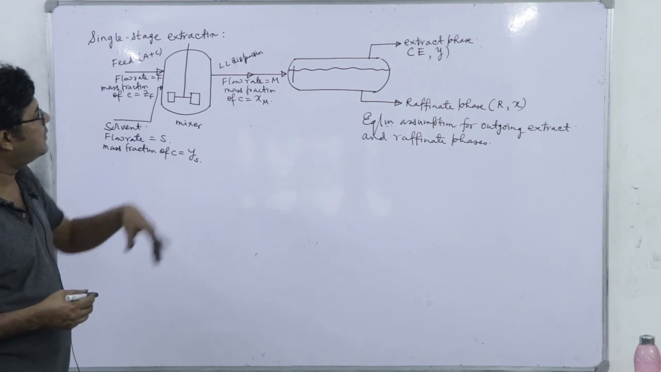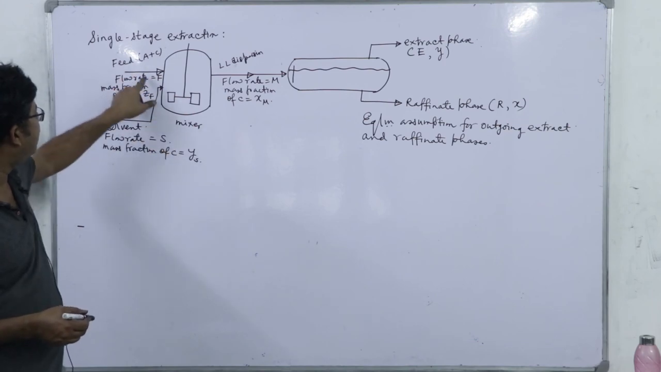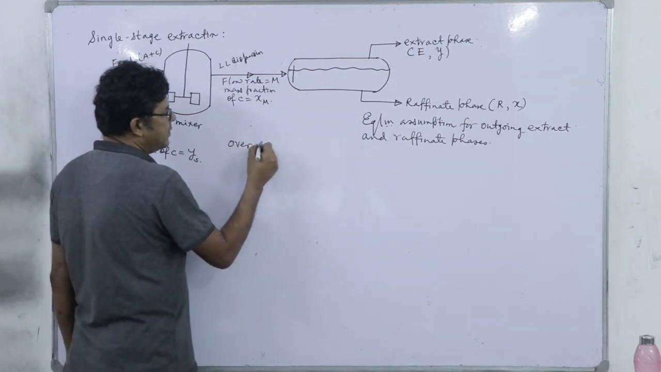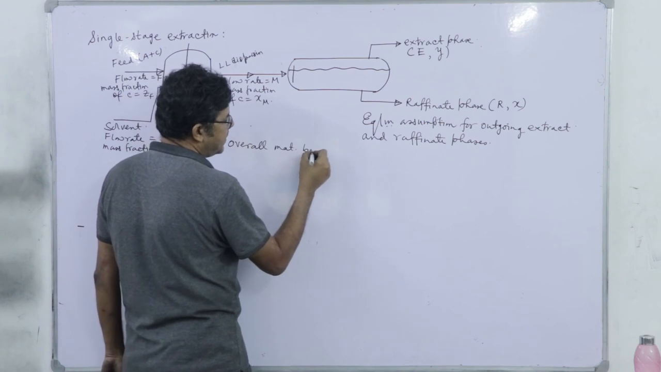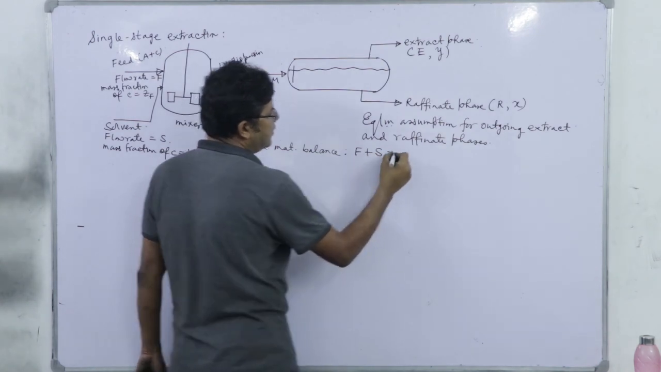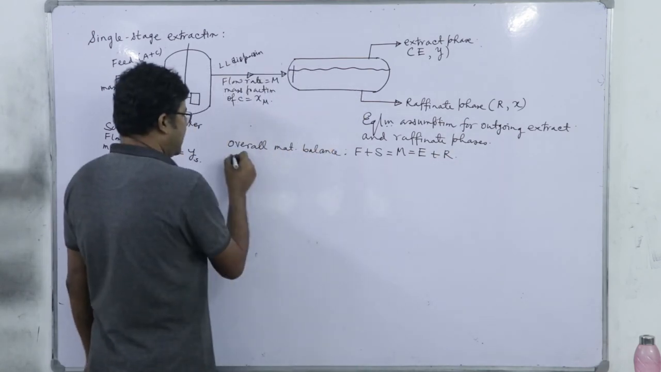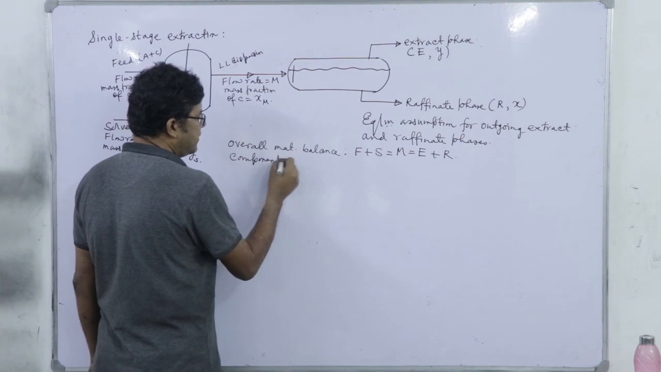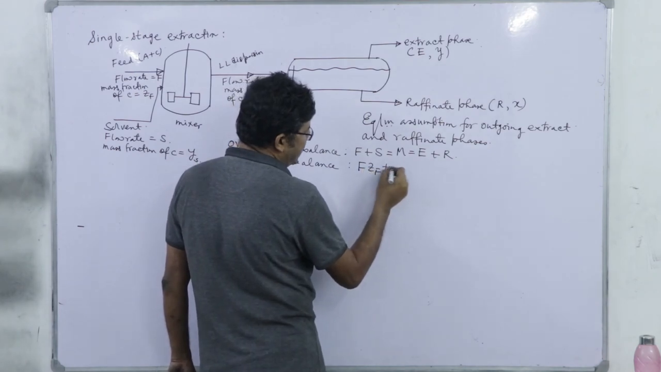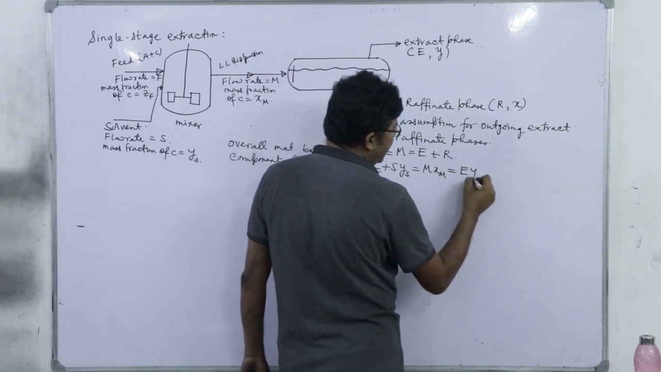So we have to solve for this E, Y, R, and X, etc. And we know that S, Y_S, C, F, Z_F, these are known. So overall material balance yields F plus S is equal to M is equal to E plus R. Right. And component balance results in F Z_F plus S Y_S is equal to M X_M is equal to E Y plus R X.